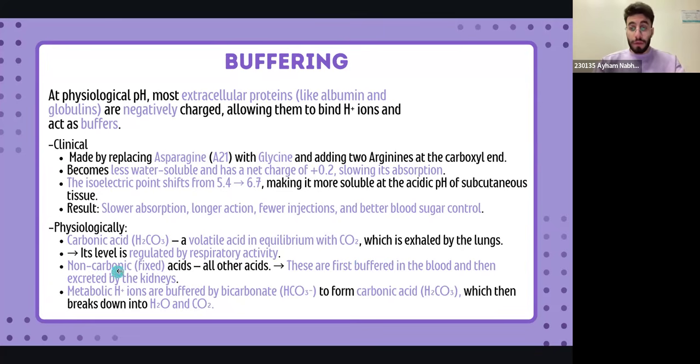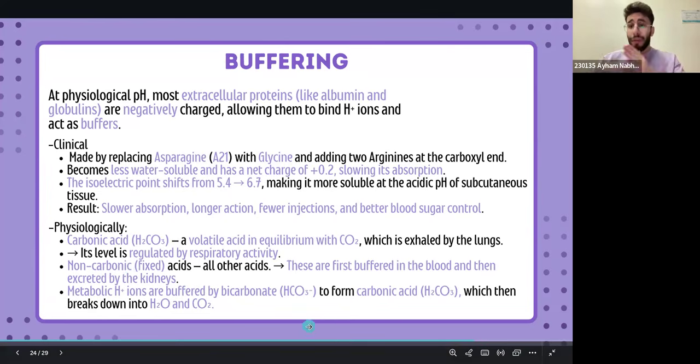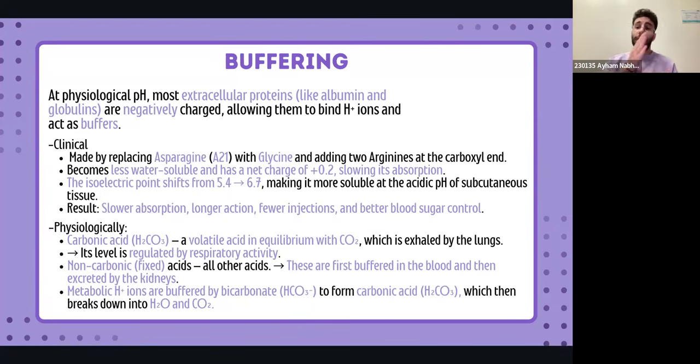The non-carbonic acids, or the fixed acids, are not volatile and they are buffered anywhere in our body. Then once they complete the circulation, they reach the kidneys. Once they are in the kidneys, they're going to be excreted. That's it. Nothing more to know about them.